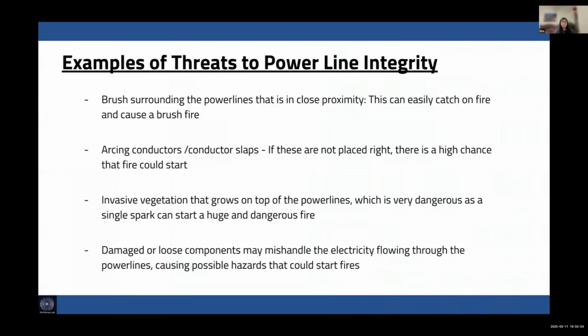So there are many risk factors we plan on using our drones to look out for. A few examples may include unstable trees or brush that can catch fire immediately if a power line or spark were to fall. Another common cause of fires are arcing conductors, which basically refers to the discharge caused when electricity flows through conductors. In this case, those conductors are the power lines. There are several other risk factors that we will have to consider, including damage or loose components, because these may mishandle the electricity flowing through them and may be a potential fire hazard.